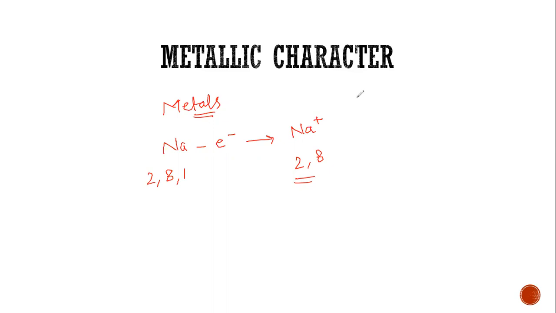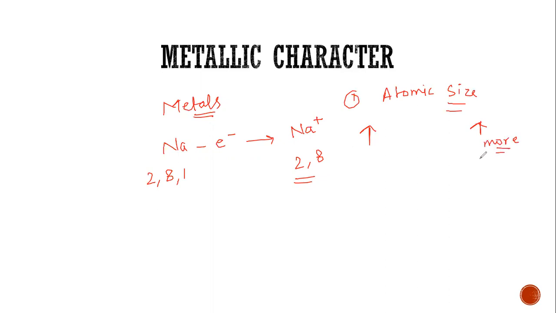Now let's see the metallic character of elements. They depend on two things. First is the atomic size. It says that the greater the atomic size, the more metallic character it has.